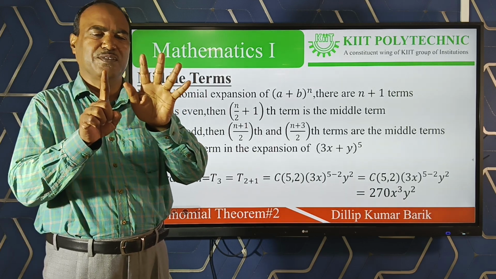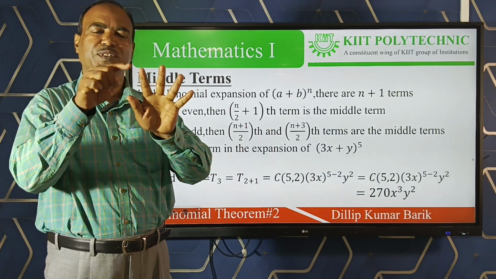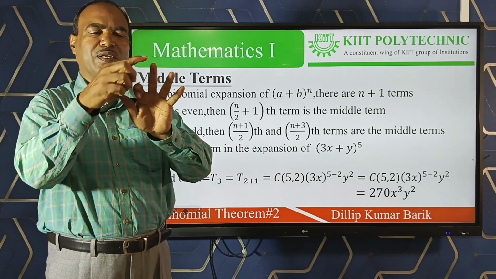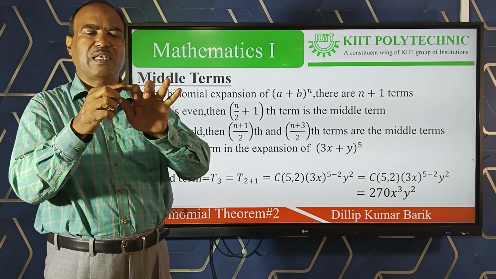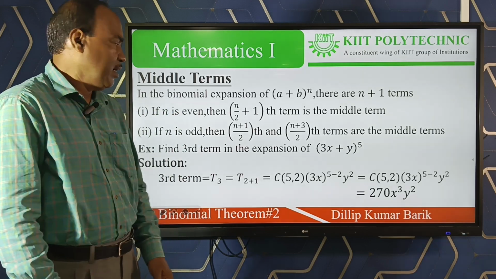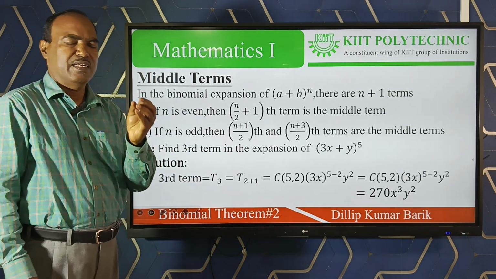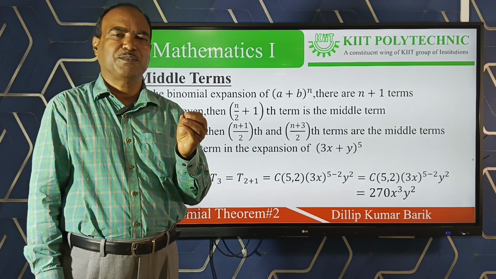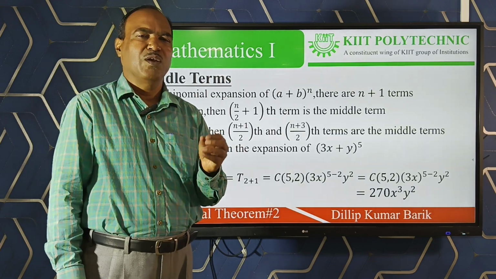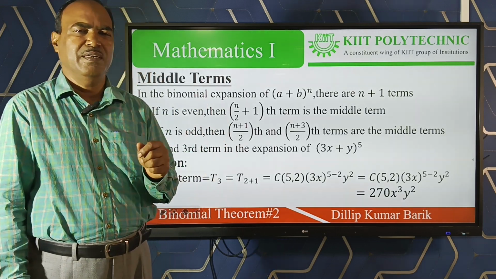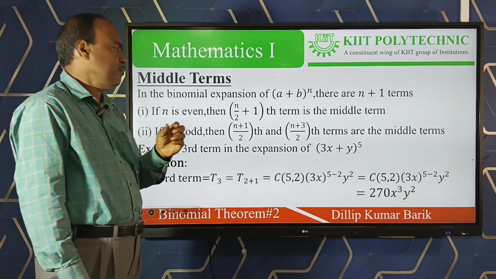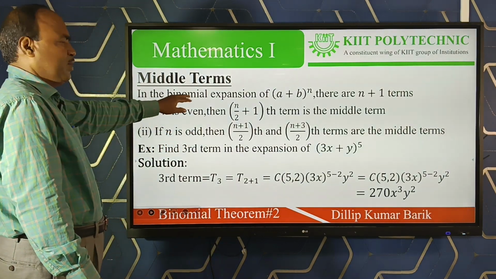Suppose I take 6 fingers. Similarly, which are the middle ones? These two are the middle ones, which are nothing but the third and the fourth one. So using this fact, the number of terms in an expansion, whether it is odd or even, determines the middle term. I write this one again.